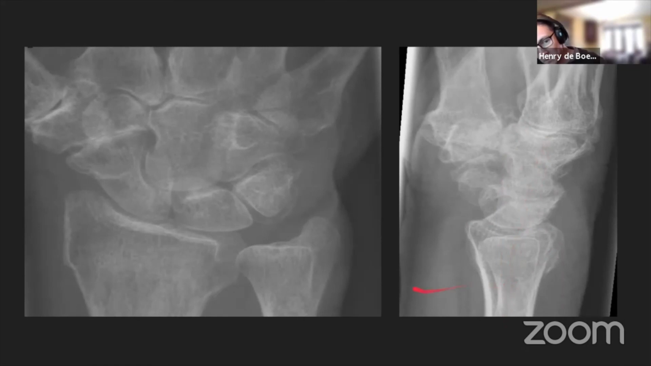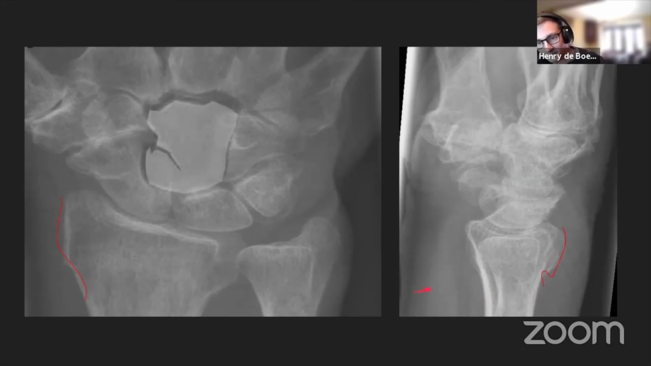Everything's all lining up. But again, we're just not seeing it on this AP, and that's why reviewing the distal radius, dorsally particularly, on the lateral is really important. So distal radius fracture, we're seeing just OA up here.